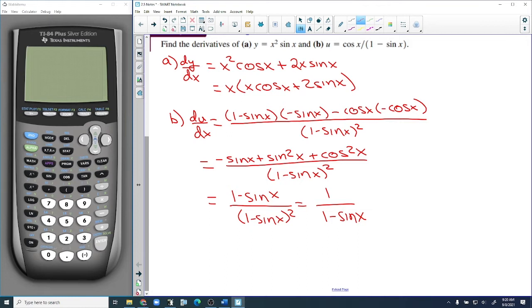So we'll be looking for Pythagorean identities. That one right there. Speaking of that, let's talk about our Pythagorean identities. We have sine squared plus cosine squared is equal to 1.